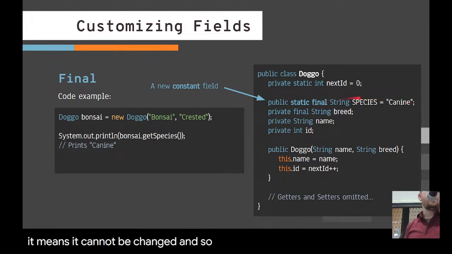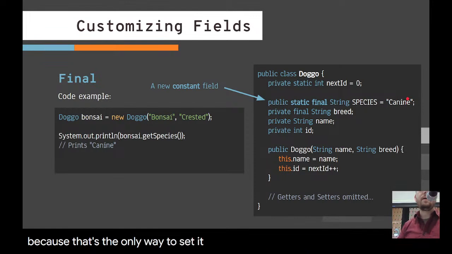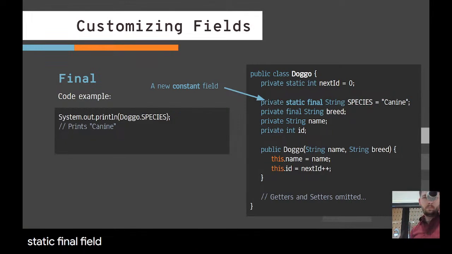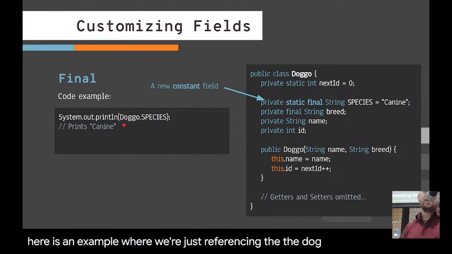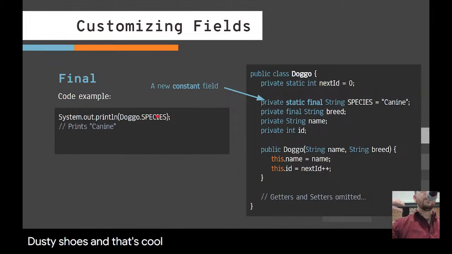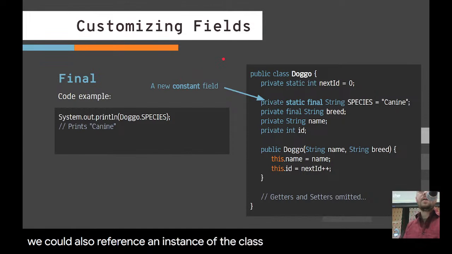And so this is not set with a constructor. This is going to be set like this with the equal symbol, and then quote canine quote, because the only way to set it is when we first create it, because it's a static final field. There are a lot of different ways to reference a static field. Here's an example where we're just referencing the doggo class, and we do .species, and that's going to give us canine because that's what we set it to. We could also reference an instance of the class, or if we're inside of the class, we just reference it by name.